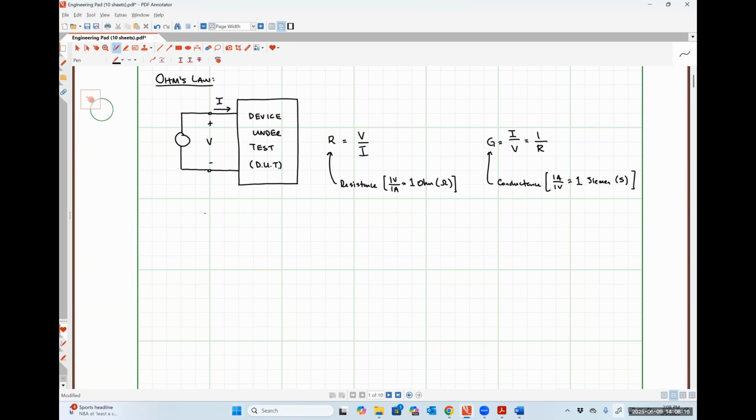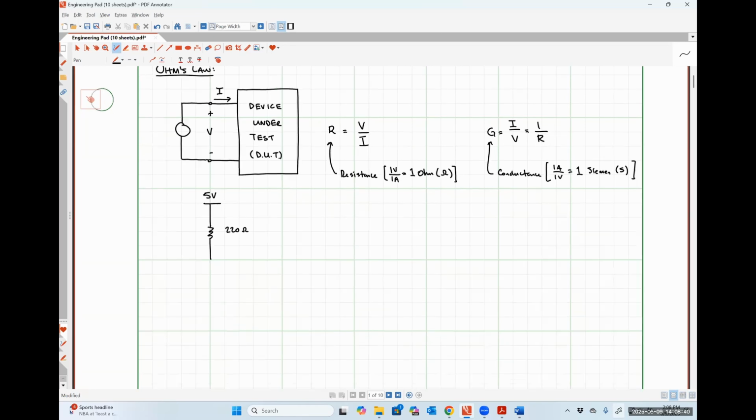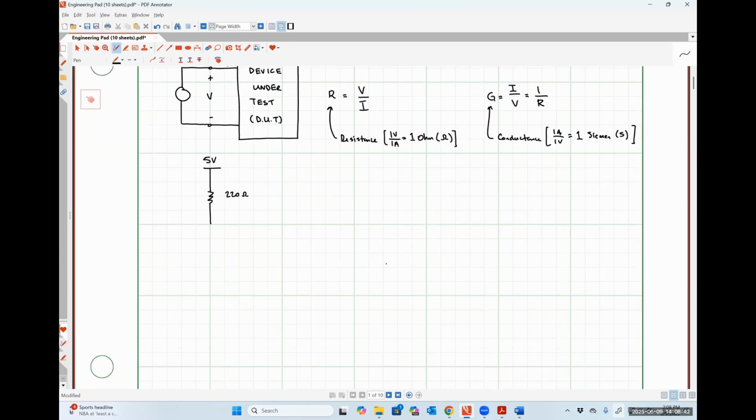Looks something like this. So you had your 5-volt supply. Then you had a resistor. And if memory serves me correctly, this resistor was usually 220 ohms, but sometimes you put larger resistors in there. We'll talk about why that is in just a moment. And then connected in series to that resistor was an LED.